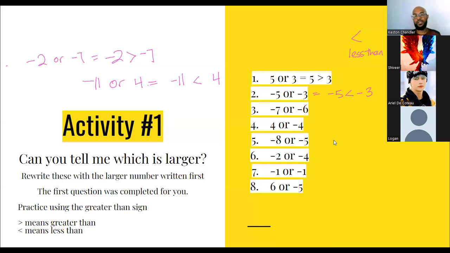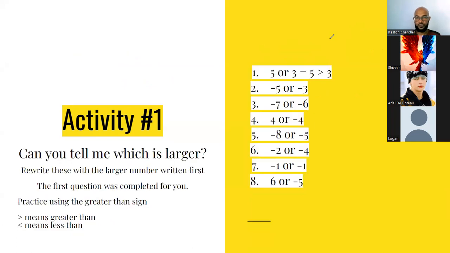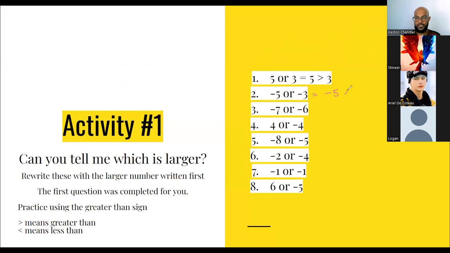Let's correct. Let's clear all of these. So we said here -5 was less than -3. What about this one? -7 is greater than or less than -6? Less than -6. Very good. What about 4? 4 is greater than or less than -4? Greater than. Very good. Greater than -4. So pay attention to the signs that we use, all right?